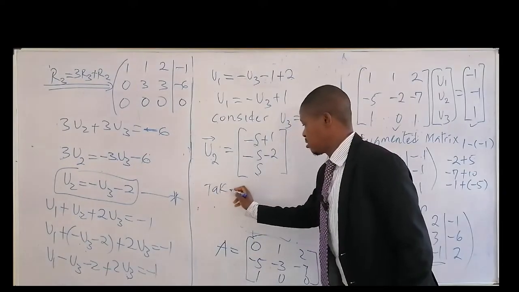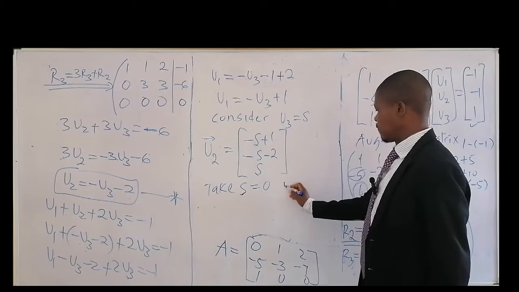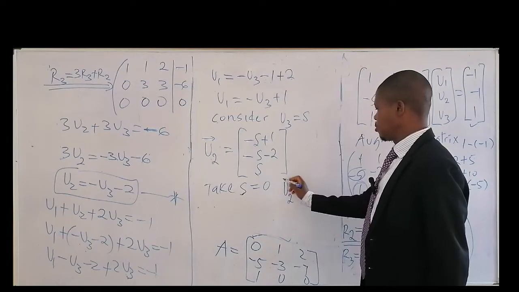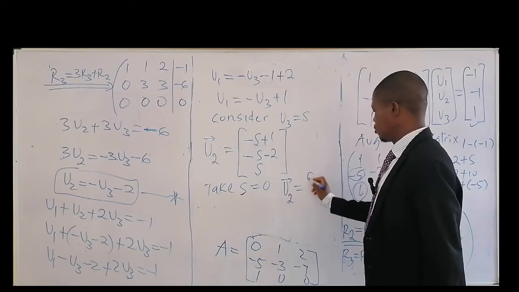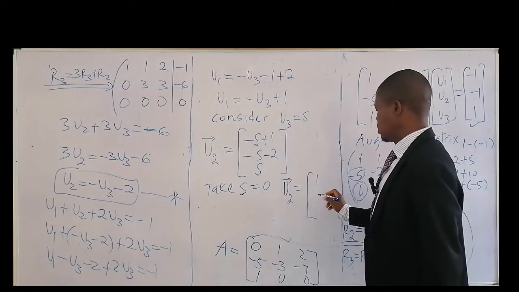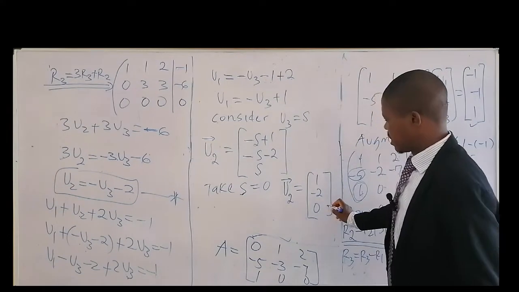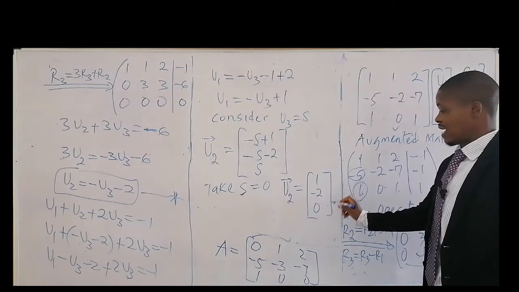Take x as 0. We now have u1 equal to 0 plus 1, that's 1, and u2 equal to minus 2, that's 0 plus 1 minus 2. So that's the generalized eigenvector.